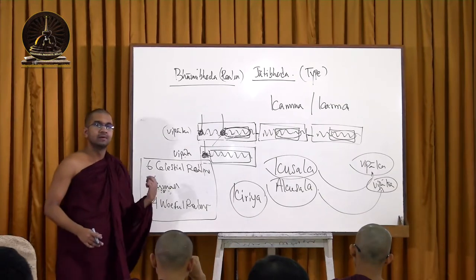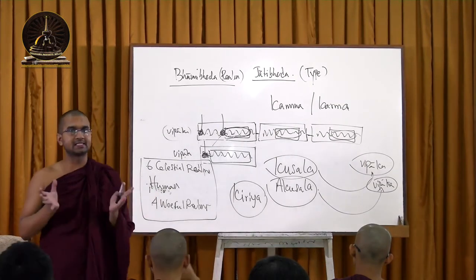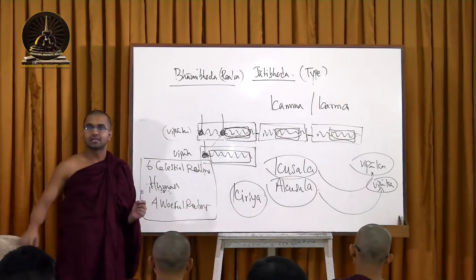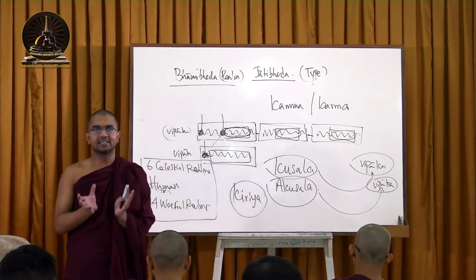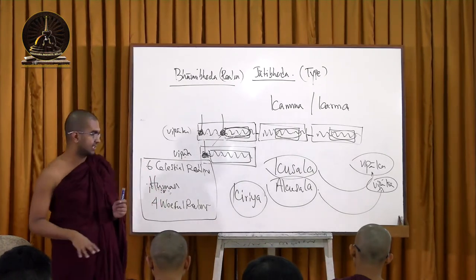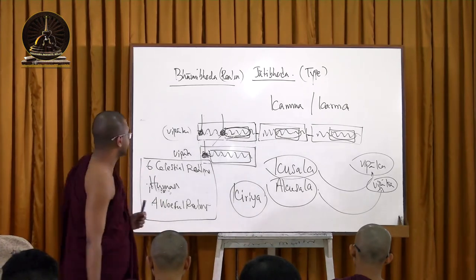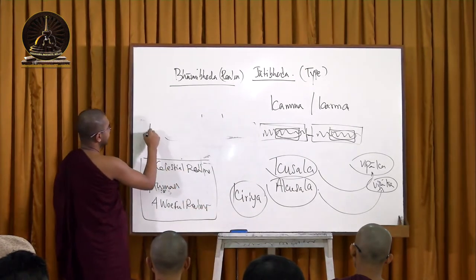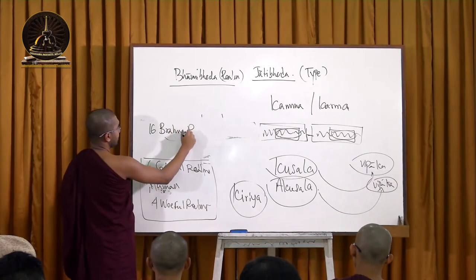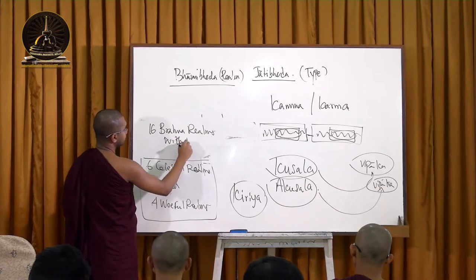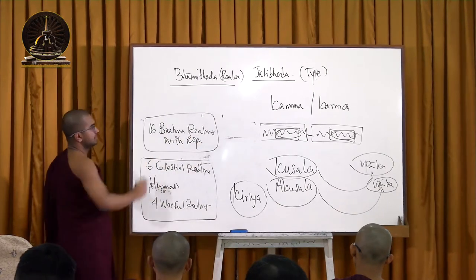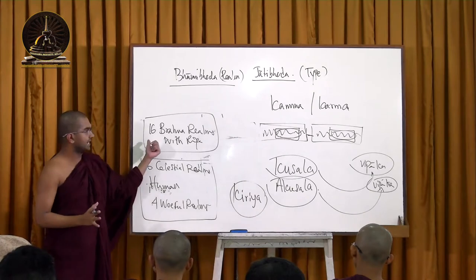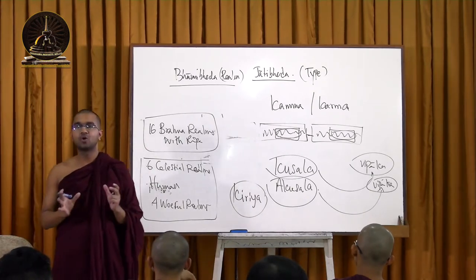So the tanha which attaches to these lives and things related to them is called kama tanha. If such an attachment cognizes a certain object, a certain chitta, that chitta is called kamavachara. That's just the definition given. Then we come to the rupa world. There are 16 brahma realms with rupa. The tanha which attaches to realities pertaining to these realms is called rupa tanha.